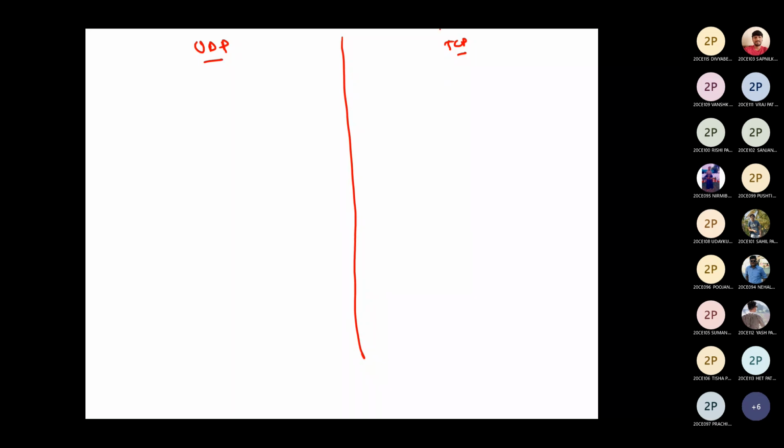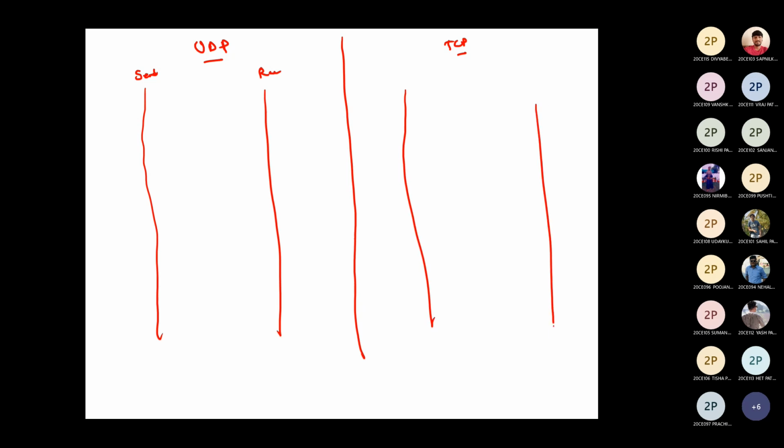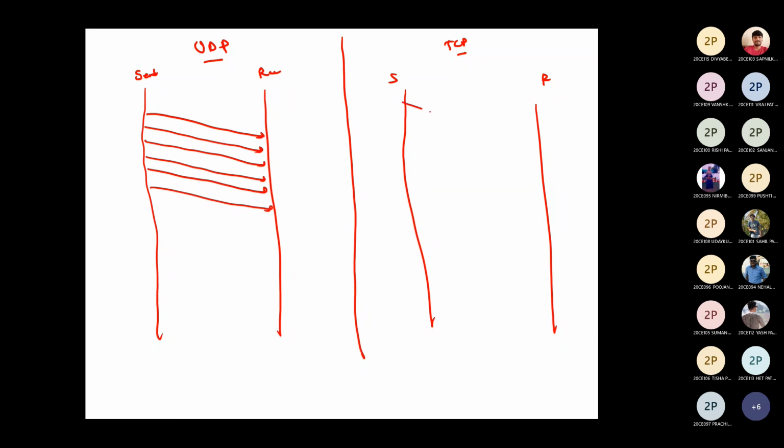Okay, we are now differentiating between TCP and UDP. Now, this is the timeline, this is the sender, and this is the receiver. This is also a sender and a receiver over here. This is a scenario: this is the case of UDP, and this is the case of TCP. What can you observe as the difference between UDP and TCP? What observation can you find over here?